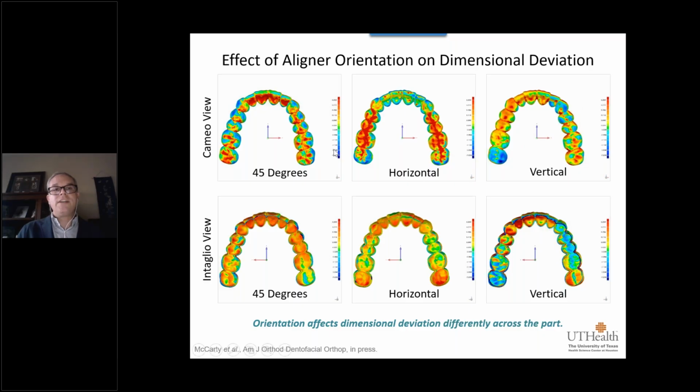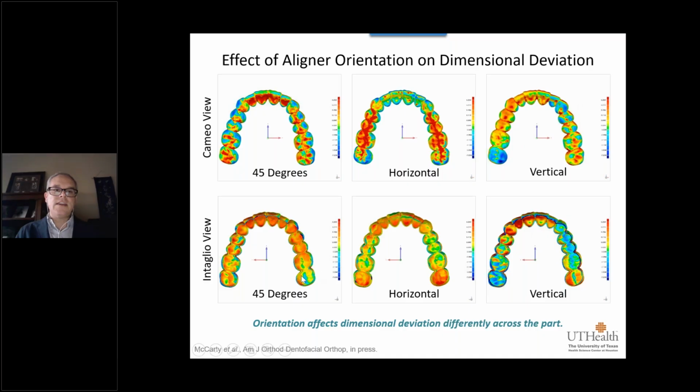When we look at where the deviations were occurring, we could see that there are characteristic patterns depending on the orientation that was explored. But given the limited amount of time, I would just highlight that there was overbuilding that was observed, as shown by warm colors, on the intaglio surface. So this would be the tooth contacting surface of each of the aligners.